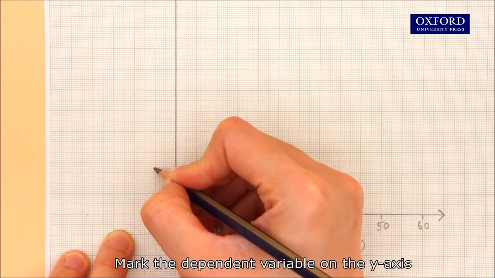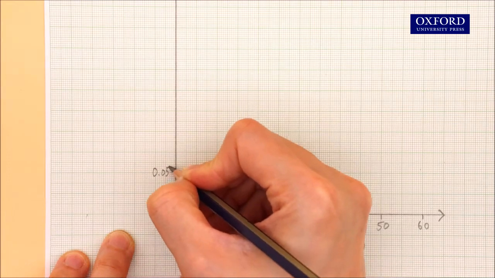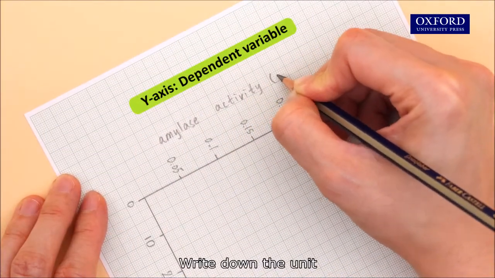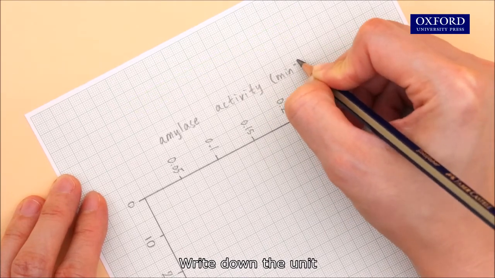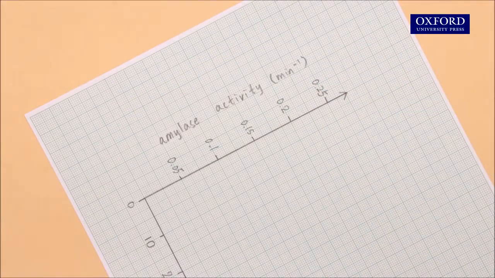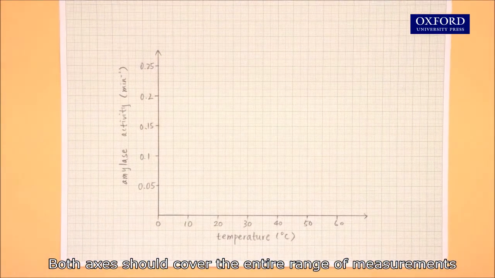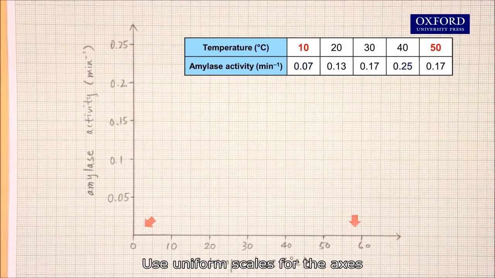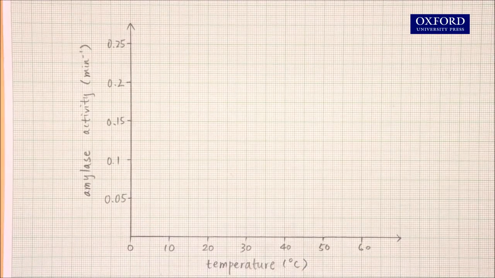Mark the dependent variable on the y-axis. That is amylase activity. Write down the unit. Both axes should cover the entire range of measurements. Use uniform scales for the axes.